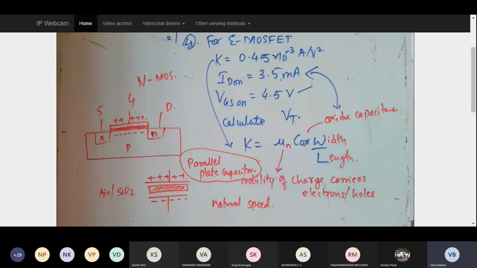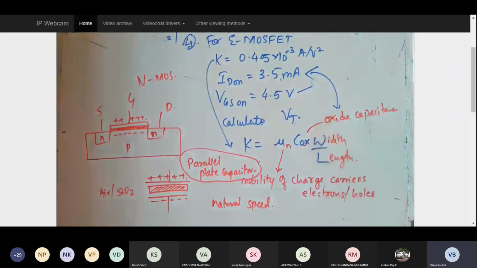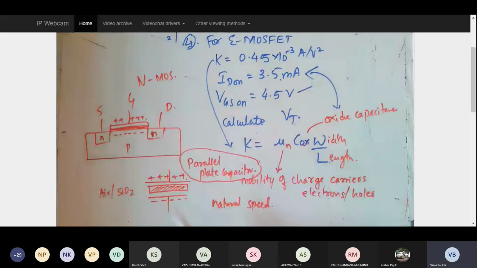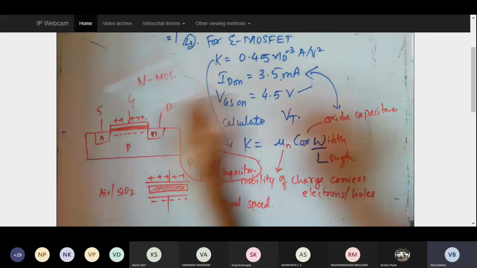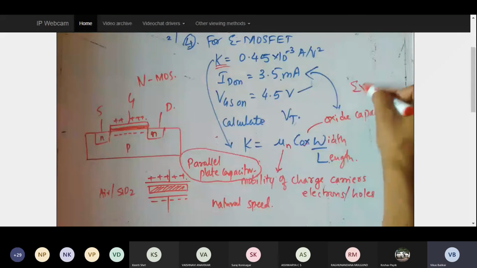Now I hope you see how complex this K is and how much information it gives. Even if K comes as 0.45 into 10 raised to minus 3, it has incorporated the width, length, the oxide formation and the mobility of the charge carriers. They include all of this and give K. So for right now, at your level, you only need to bother about the value of K. No need to worry about the expression of K. This is only for your extra knowledge. So that's it with respect to the numericals.